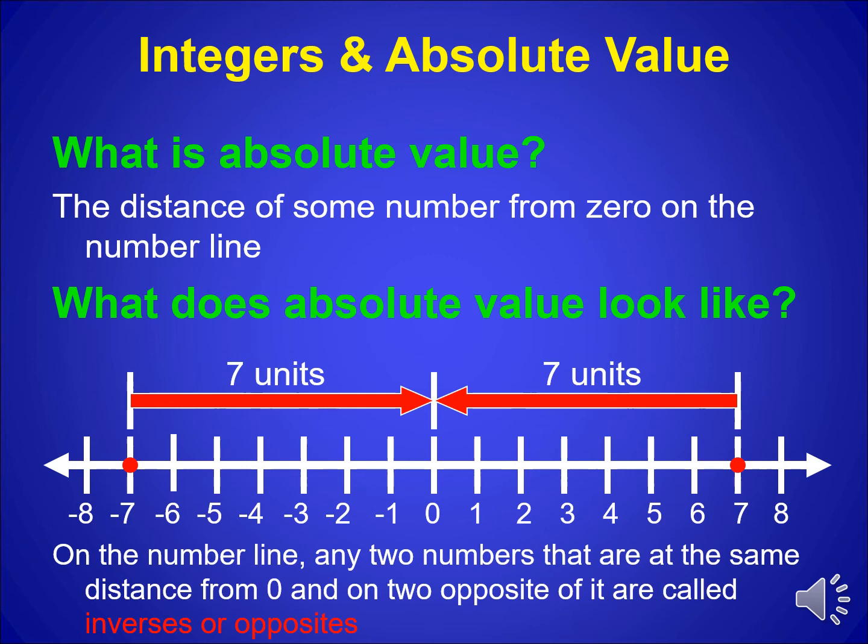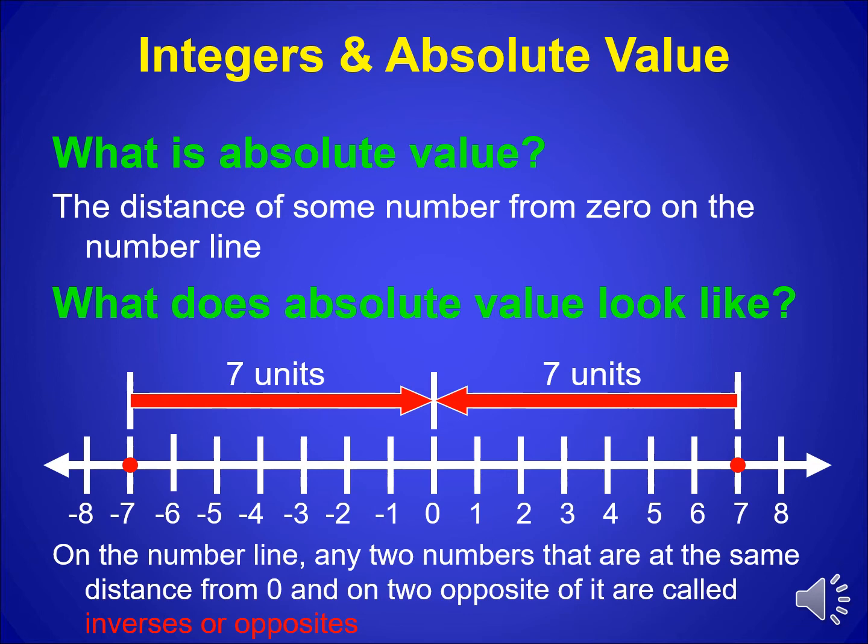equals 7. On the number line, any two numbers that are the same distance from 0 and on two opposite sides of it are called inverse or opposite. Again, on the number line, any two numbers that are at the same distance from 0 and on two opposite sides of it are called inverse or opposite.